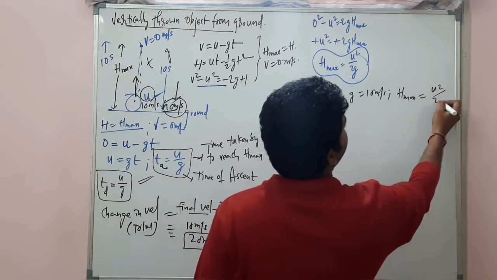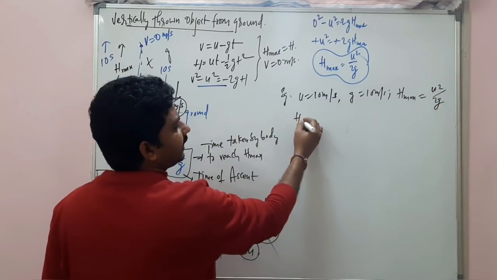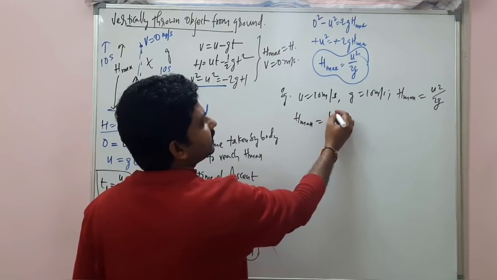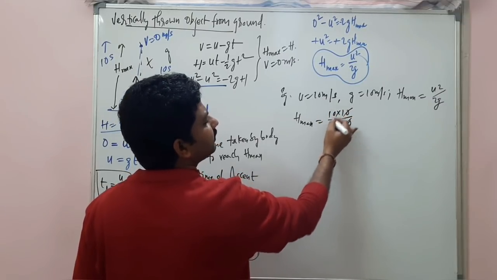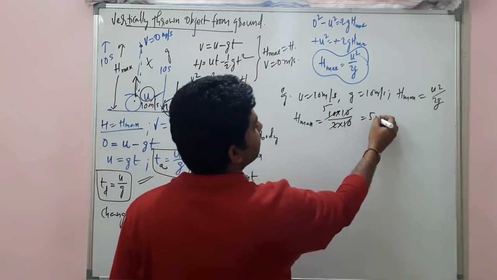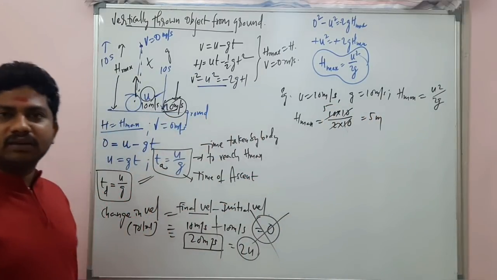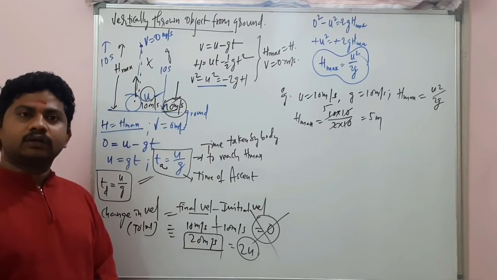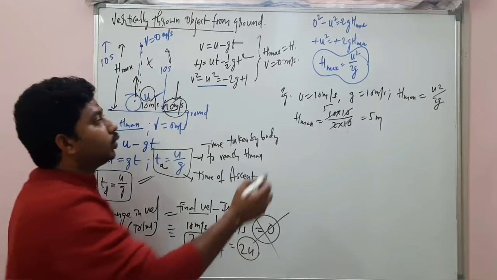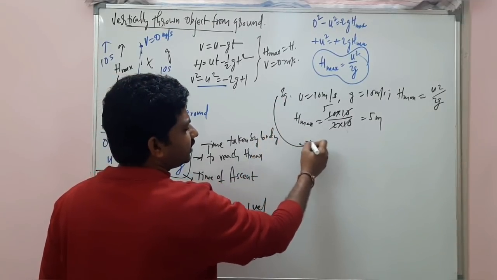u square by 2g you apply. The maximum height taken by the body, u square, it's 10 into 10 by 2 into 10. 10 cancel to 5. So it is 5 meters. What's the maximum height taken by the body in this case? 5 meters. Okay. Clear? In this case only, can you find the time of ascent?